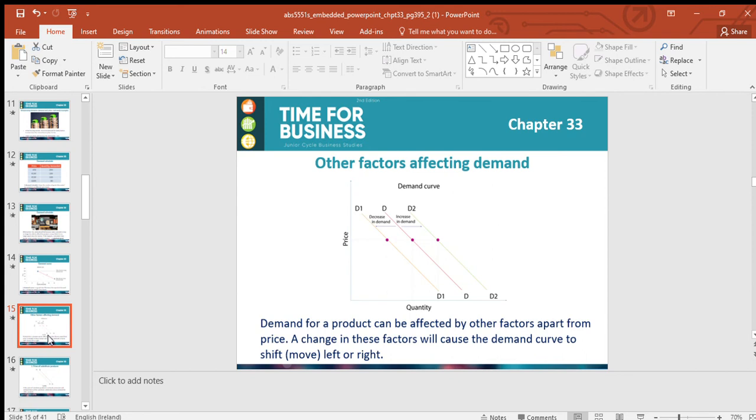The very last thing we'll look at here is changes in the demand curves. This is our last slide. Demand for a product can be affected by other factors apart from price. A change in these factors will cause the demand curve to shift, move left or move right. We'll go into more detail on that in time to come.